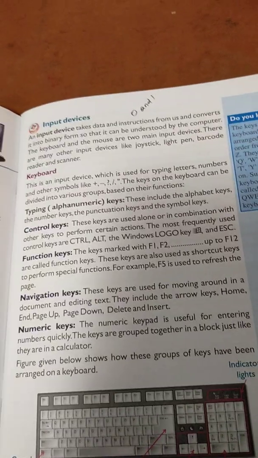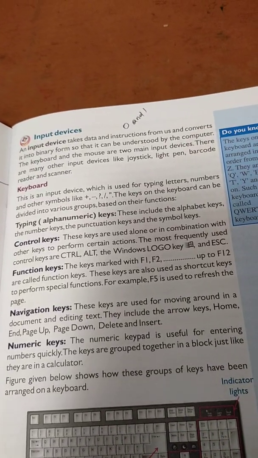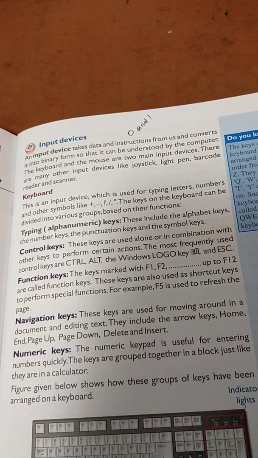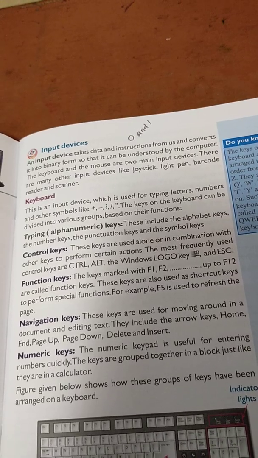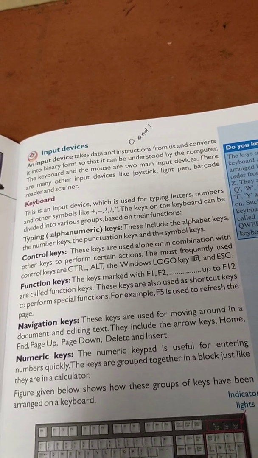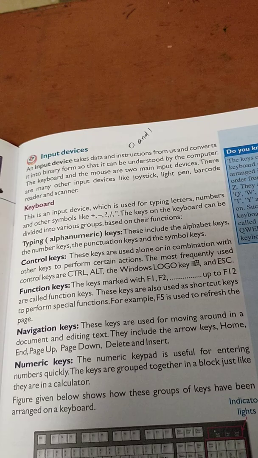The keyboard is used for typing the letters. The mouse is used for clicking the documents or files. Likewise, the joystick, light pen, barcode reader and scanner will do different works. Later we will see that.